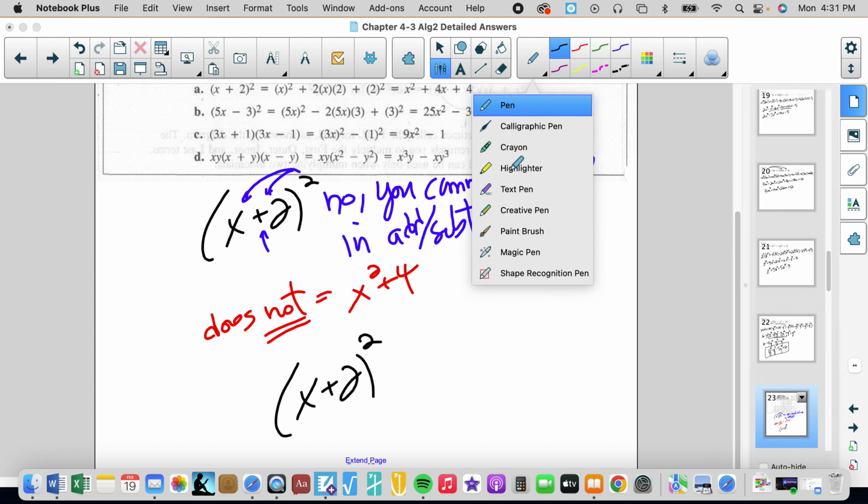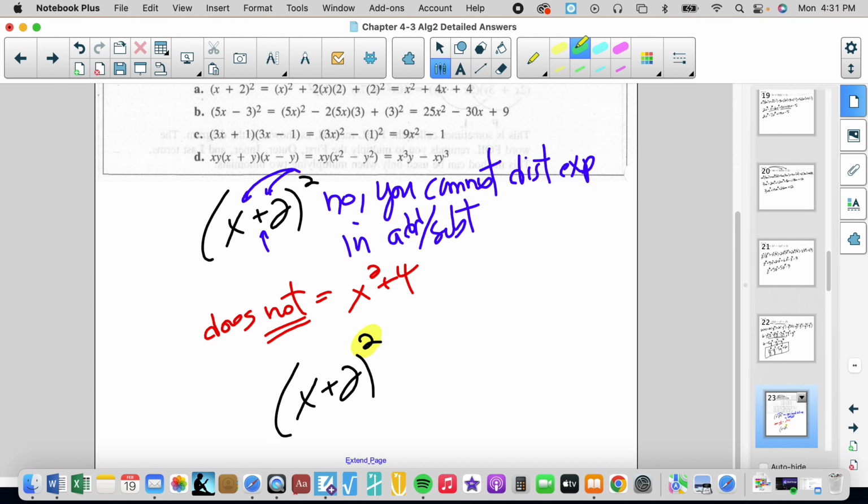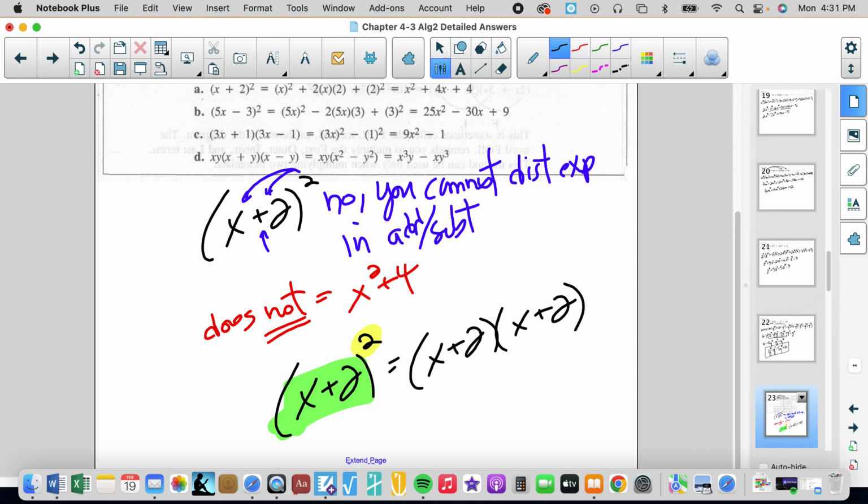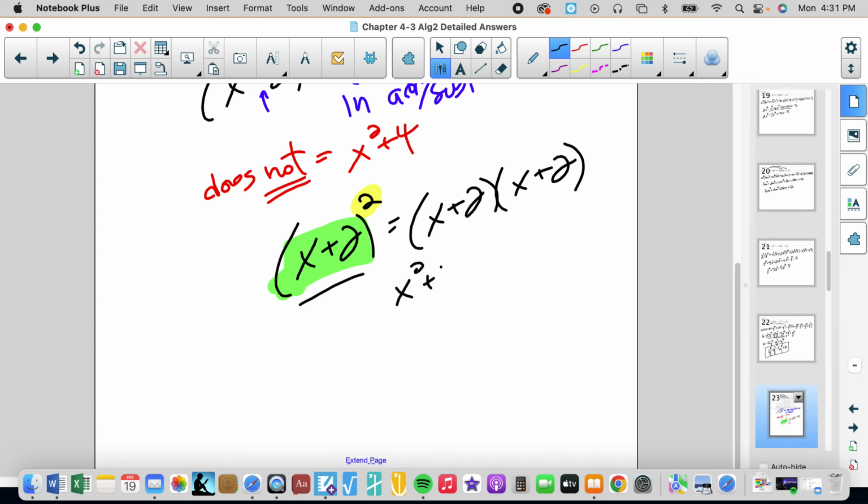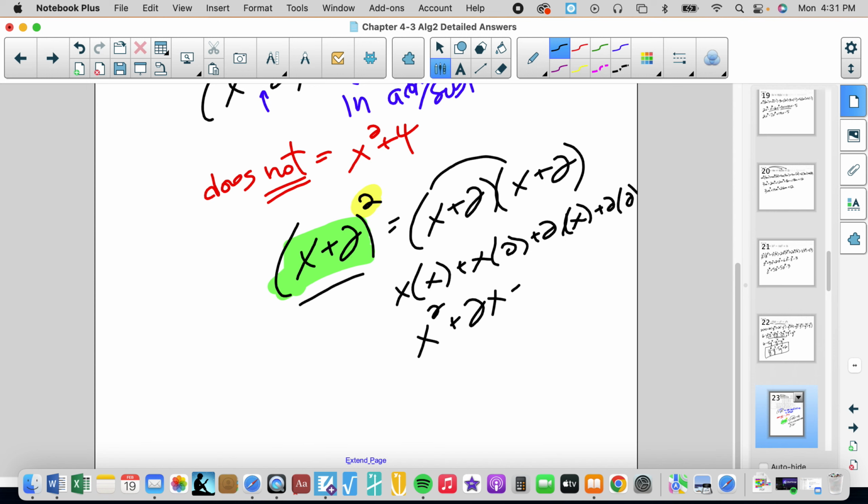This is the exponent, and this is the base. So we have 2 of these. If you're going to do that, you need to understand that you're going to get x plus 2, x plus 2. We have 2 of the bases. And then you distribute: x times x plus x times 2 plus 2 times x plus 2 times 2. X squared plus 2x plus 2x plus 4. X squared plus 4x plus 4.